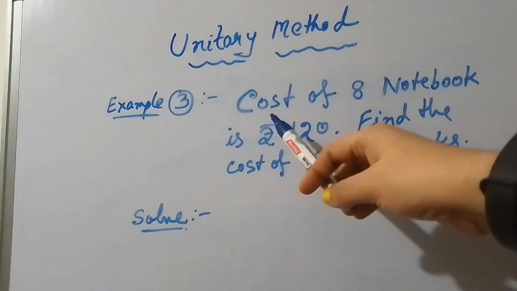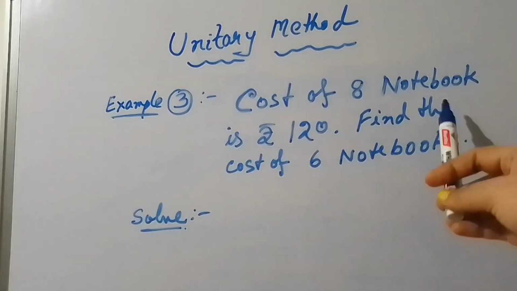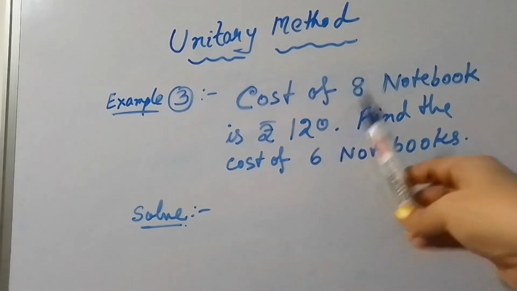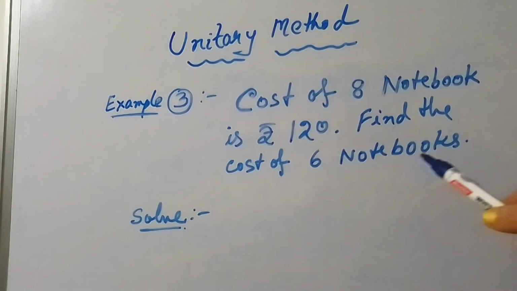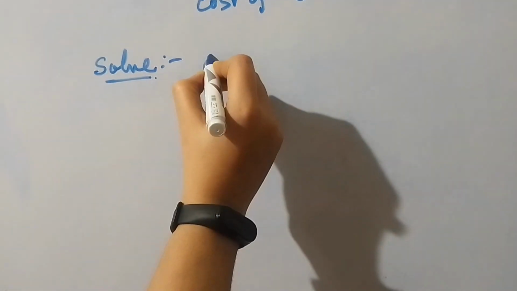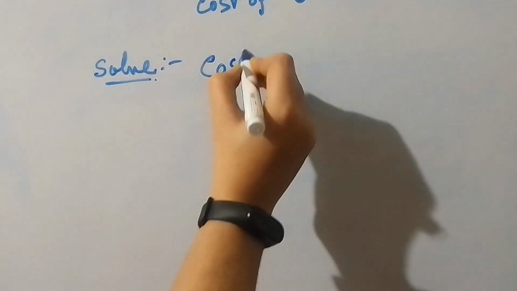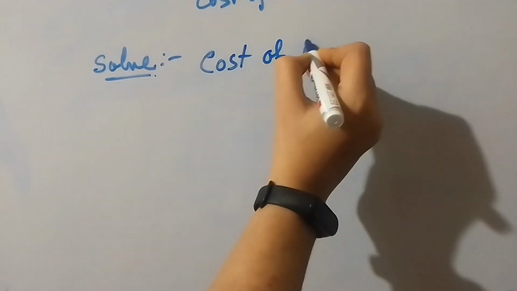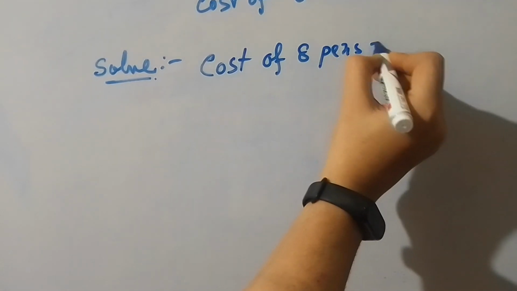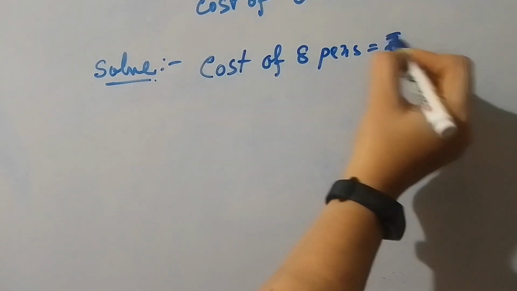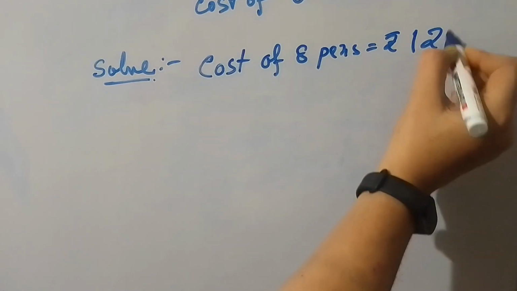Now let's discuss a big sum. Cost of 8 notebooks is rupees 120. We have to find out the cost of 6 notebooks. Now we have to learn properly how to write the statements of this kind of sum for the unitary method.